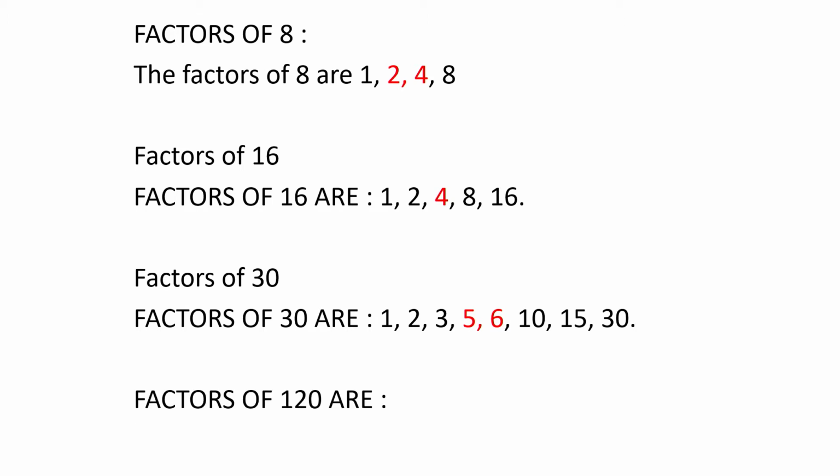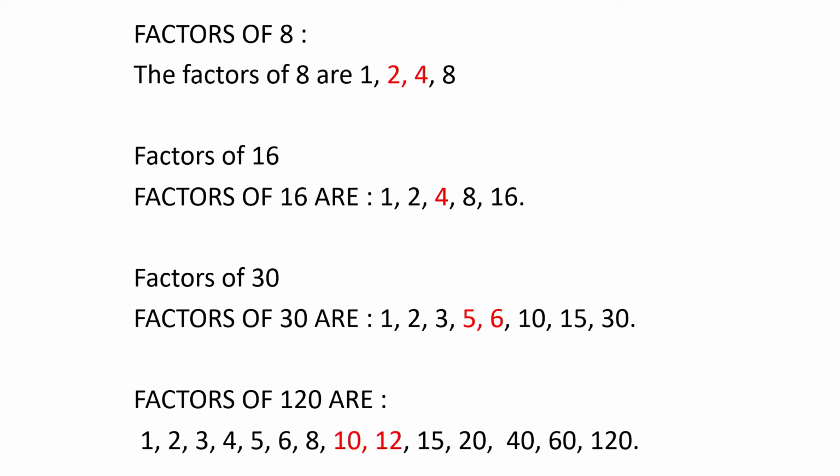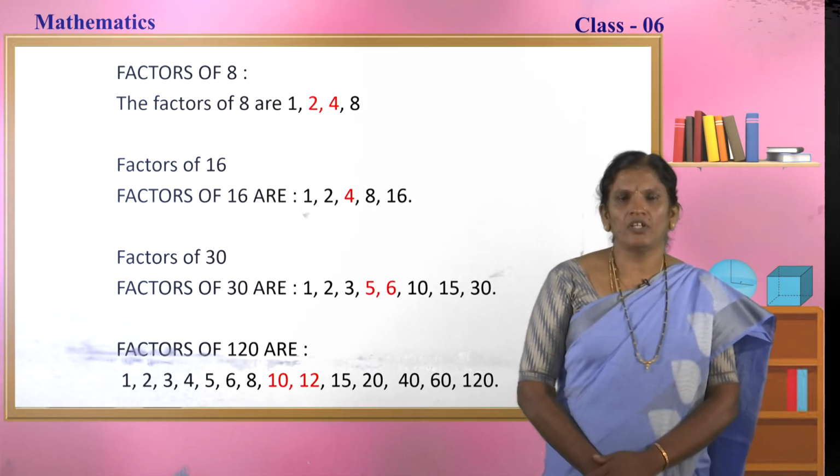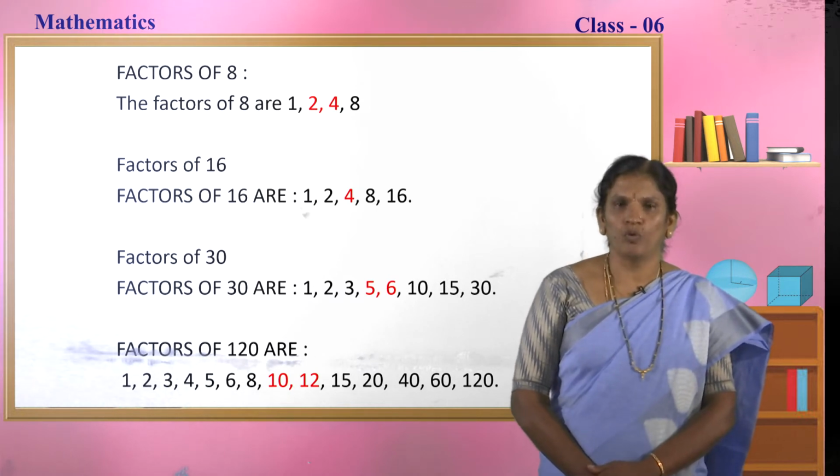Now, find the factors of 120. Factors of 120 are 1, 2, 3, 4, 5, 6, 8, 10, 12, 15, 20, 40, 60 and 120. See children, you can observe here factors of 120 are more.